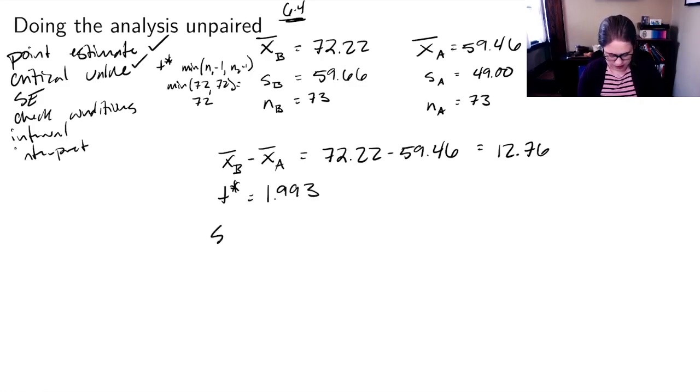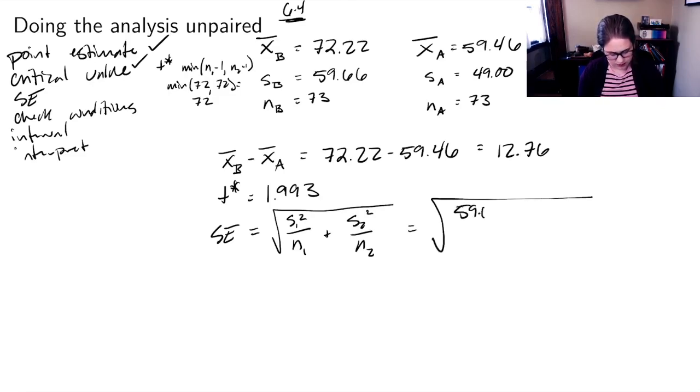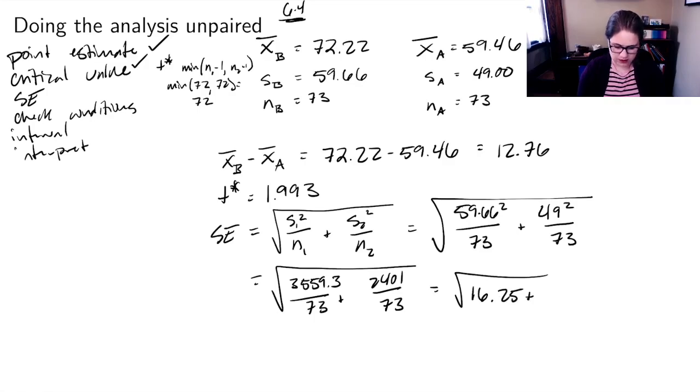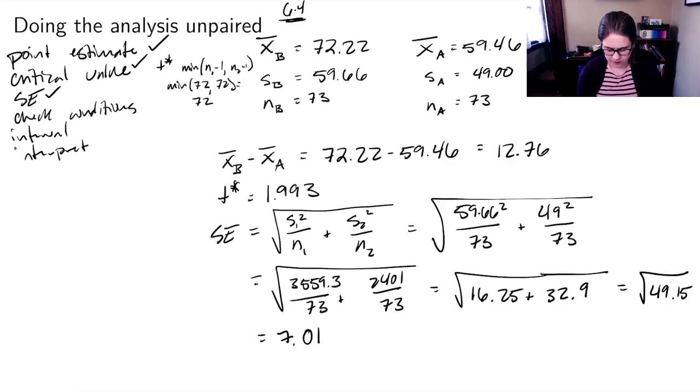And then I need to find my standard error. And for this one, I'm going to use that formula from 6.4. It's the square root of s1 squared over n1 plus s2 squared over n2. And so in this case, it will be the square root of 59.66 squared over 73 plus 49 squared over 73. That's 3,559.3 over 73 plus 2401 over 73, or the square root of 16.25 plus 32.9, the square root of 49.15. And what is that? It's basically 7.01. That's my standard error. Great.